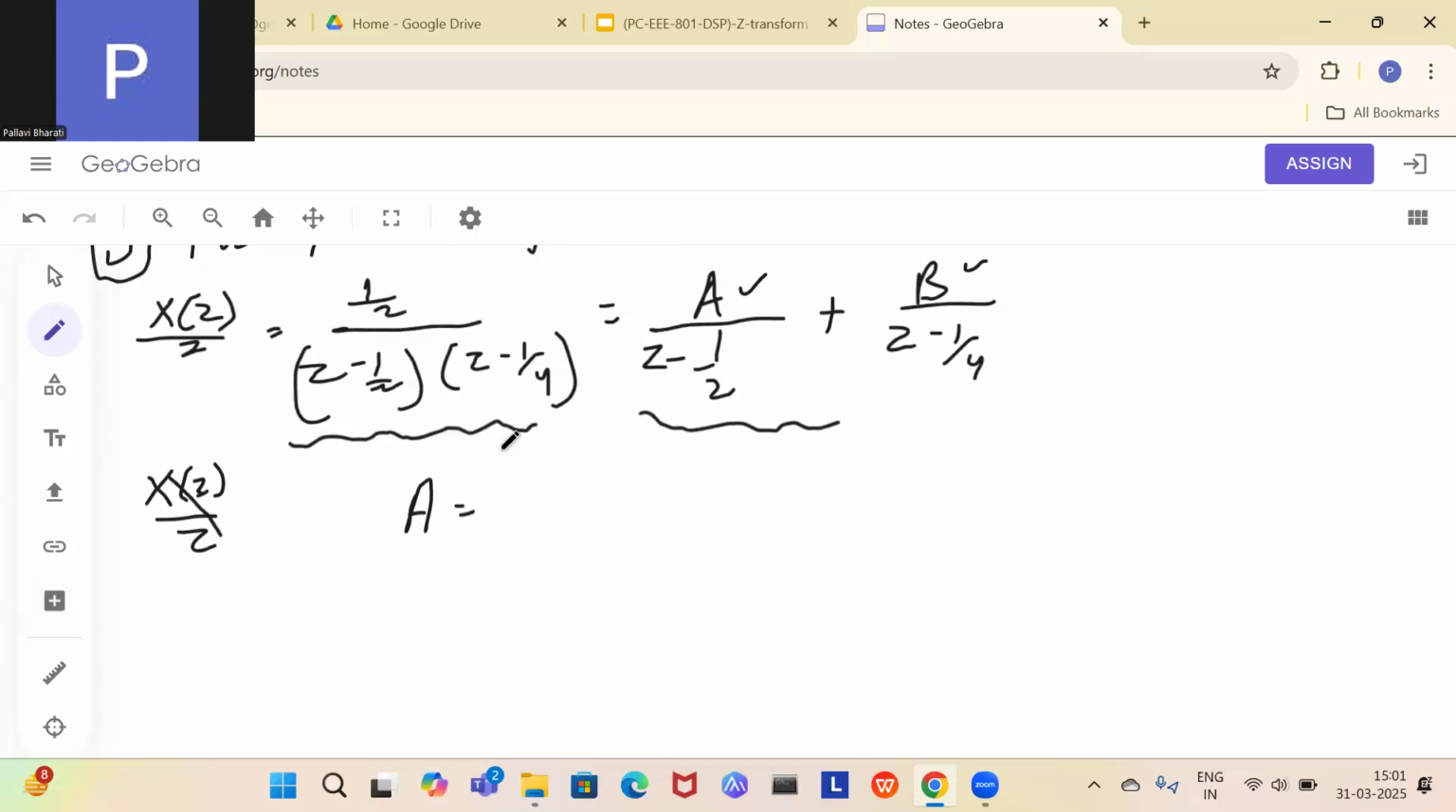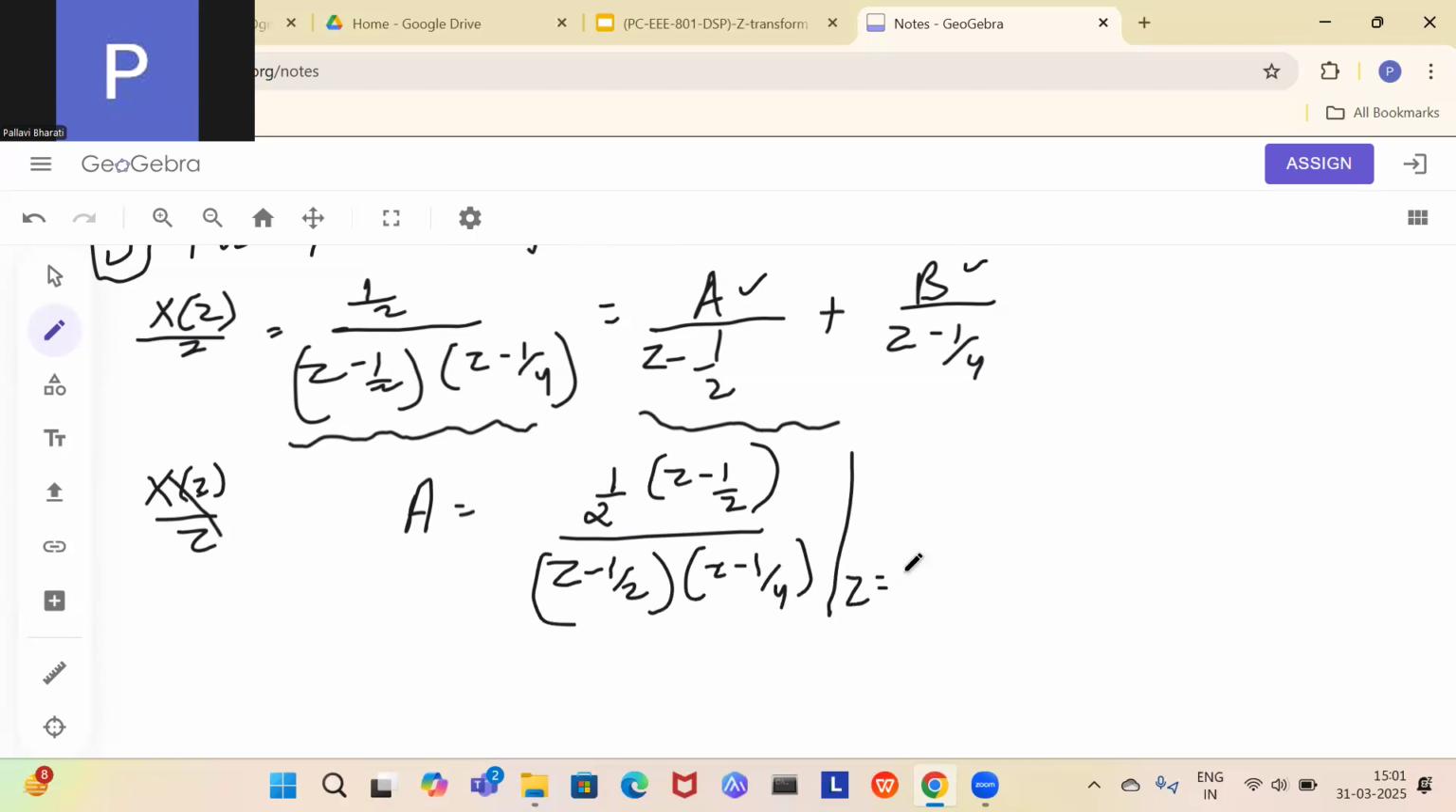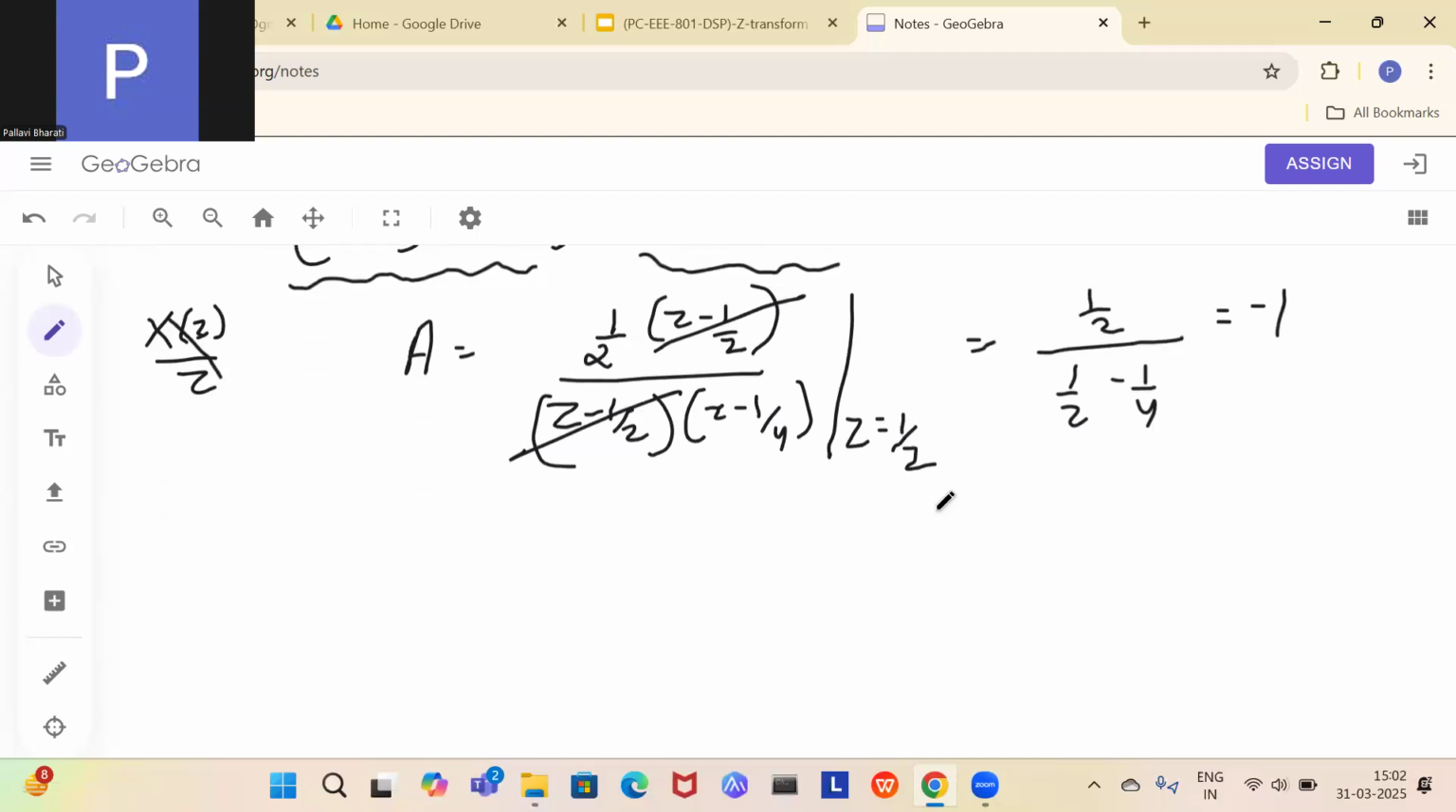You will have to find out A. That means it can be written here as half into (z minus half) divided by (z minus half) into (z minus 1/4), at the value of z equal to half. Now this and this get cancelled, and you have over here half by (half minus 1/4). That will give you minus 1. So the value of A is coming to be minus 1.